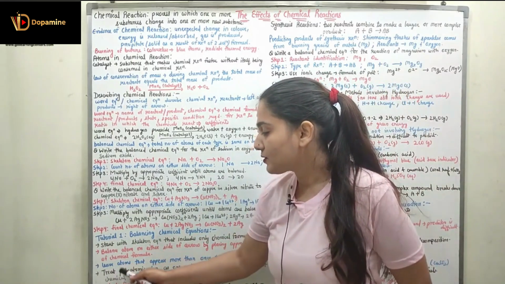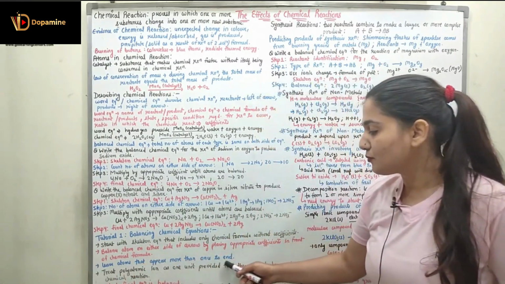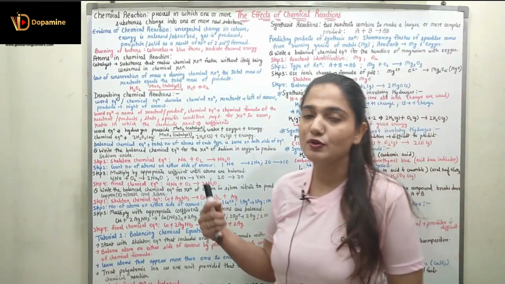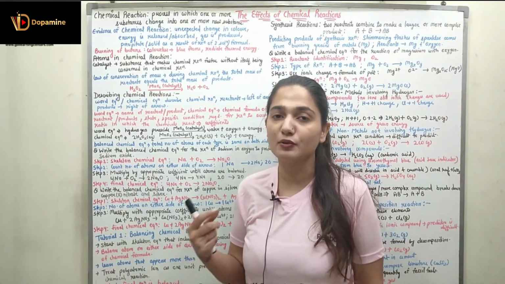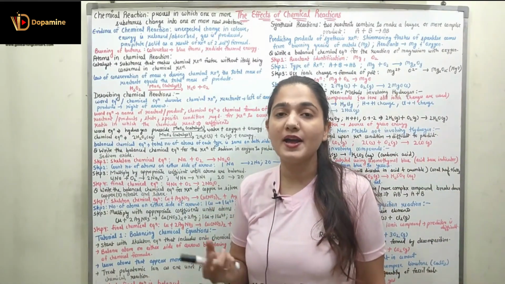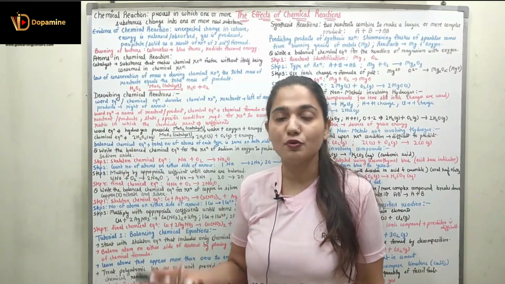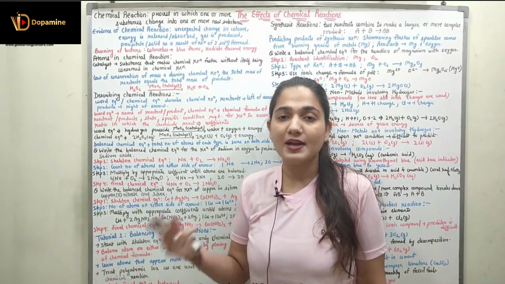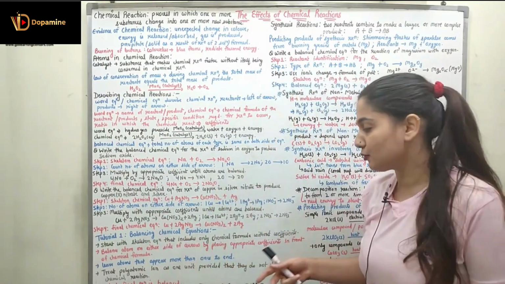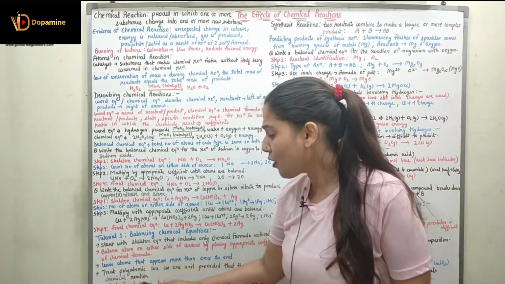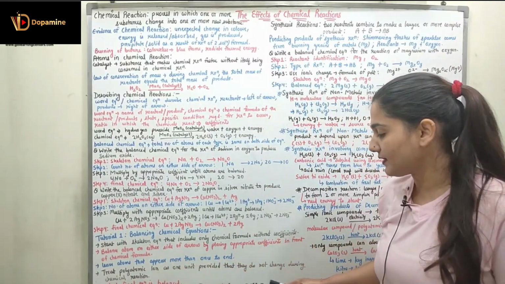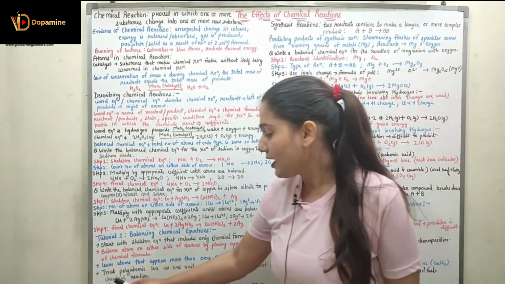Right. The next step states leave the atom that appears more than once to the end. First of all, I am going to start with the atoms which are occurring only once, and if some atom is occurring twice or more than twice in the given reactants and the product, I am going to leave it to the end. Treat polyatomic ion as one unit provided that it did not change during the chemical reaction.